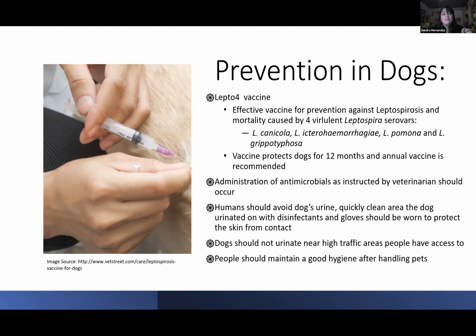Several precautions can be taken to prevent and reduce exposure. If a dog has been exposed to leptospirosis, administration of antimicrobials as instructed by the veterinarian should occur. Until the veterinarian says to stop, the dog needs to continue with those medications. And then humans should avoid the dog's urine. Quickly clean the area that the dog urinated on with household disinfectants, and gloves should be worn to protect the skin from contact. Dogs shouldn't urinate near high traffic areas that people have access to, and people should maintain good hygiene by washing hands after handling their pets.